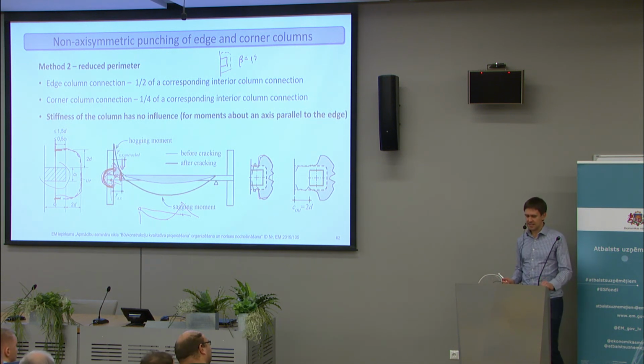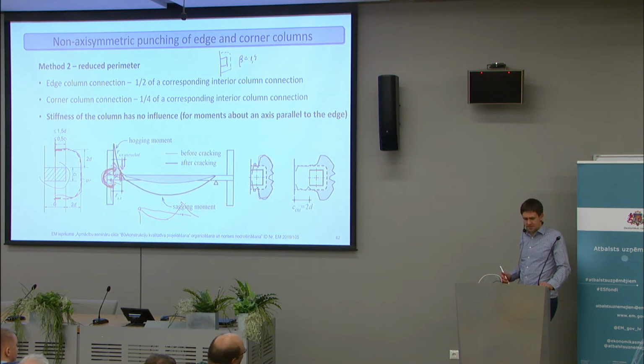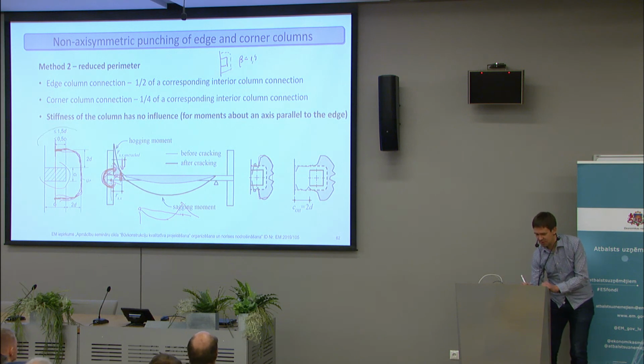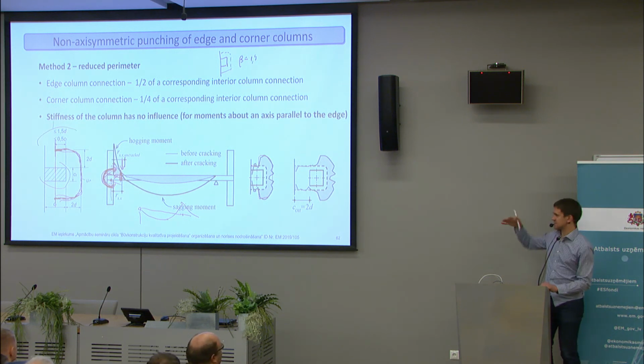And I see that because of these two compensating effects, you don't really need to consider the moment from the edge columns to the slab for punching, because you need to consider it when designing the column. But for punching verification, you can use the Eurocode's method where you basically take half of the perimeter of the internal column. And then it's not necessary to consider the influence of this moment, around the edges parallel to the slab.